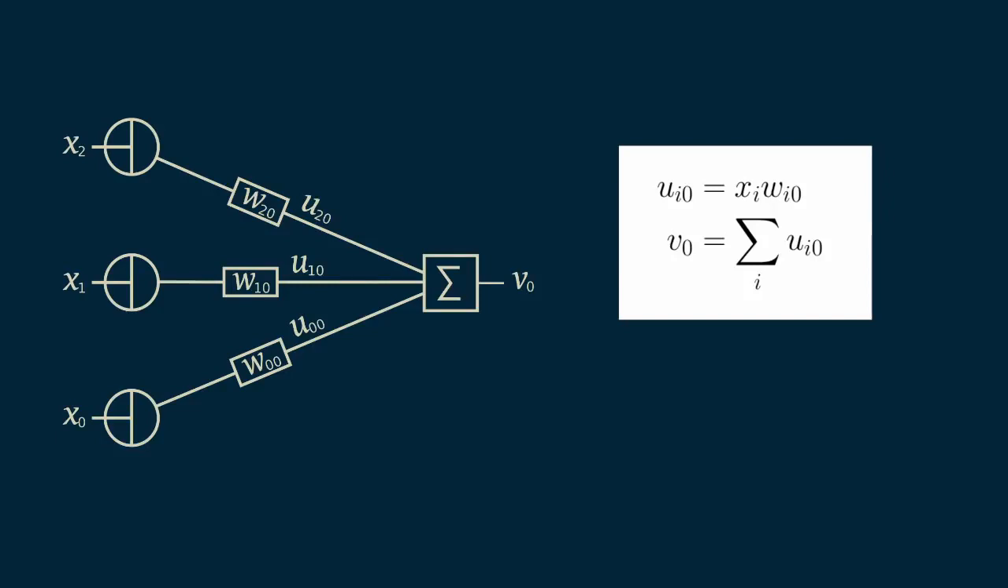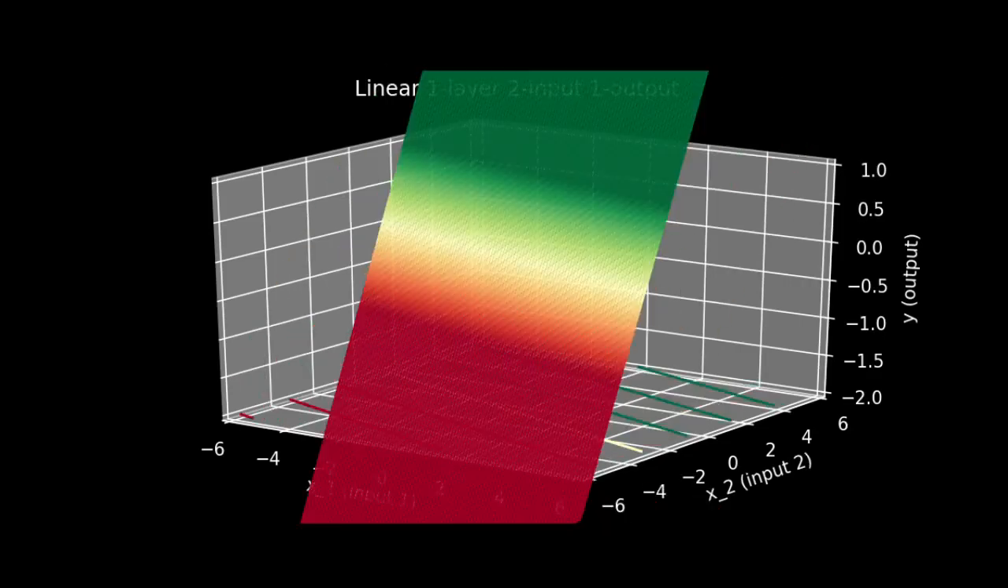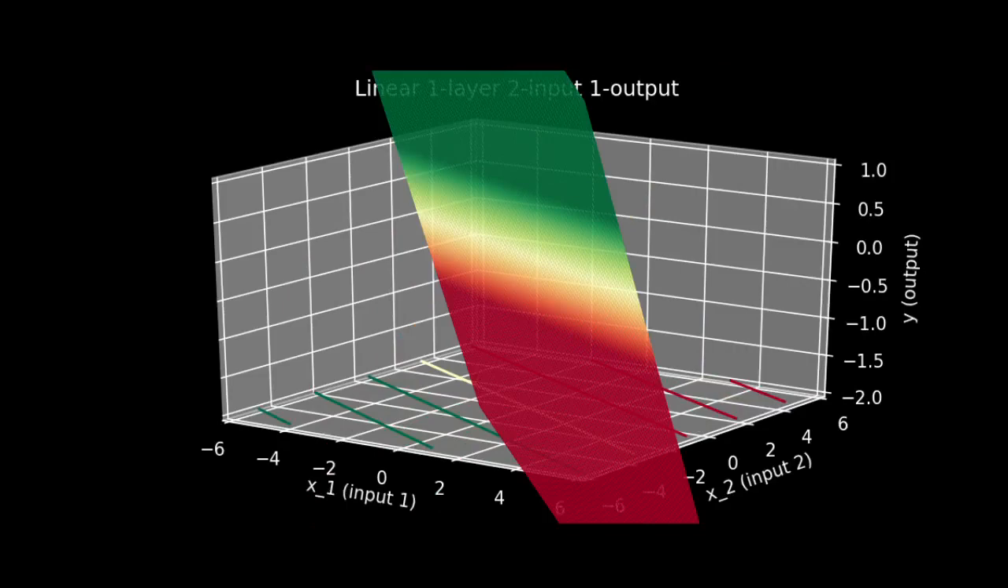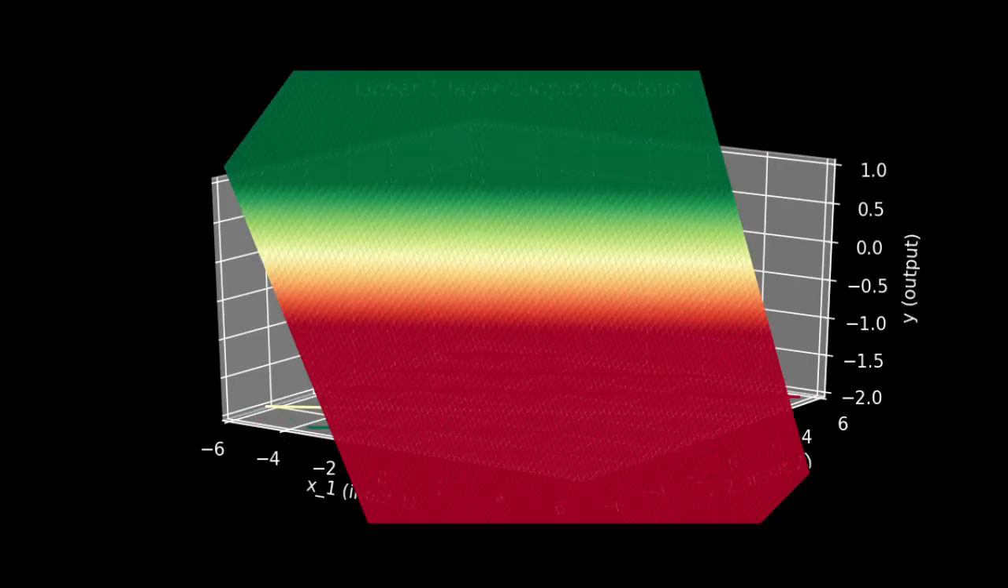For this three-dimensional case, we can again look at the models that emerge when we randomly choose our w sub i0s, our weights.